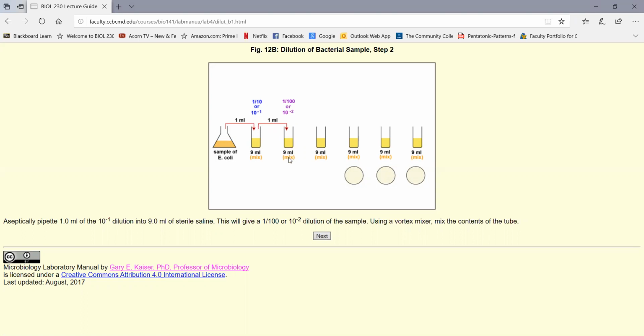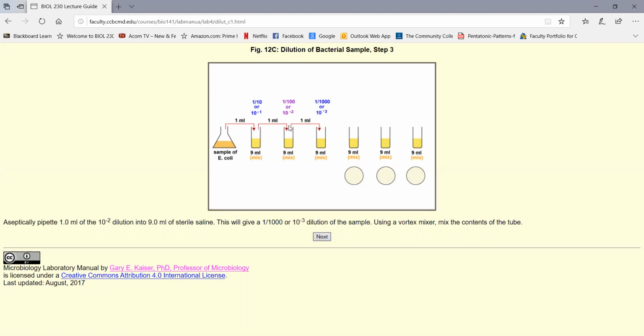We mix that thoroughly on the vortex mixer to get them evenly distributed. Now we take 1 ml out of our 1 to 100 dilution and put that into 9 ml of saline. So 1 to 10 of 1 to 100 is 1 to 1,000 or 10 to the minus 3. We mix that thoroughly. Take 1 ml out of the 1 to 1,000 dilution, put that into 9 ml of saline. 1 to 10 of 1 to 1,000 is 1 to 10,000 or 10 to the minus 4 in scientific notation. We mix that thoroughly.